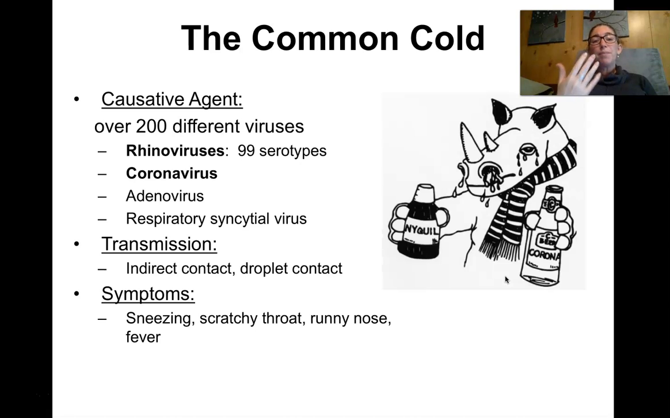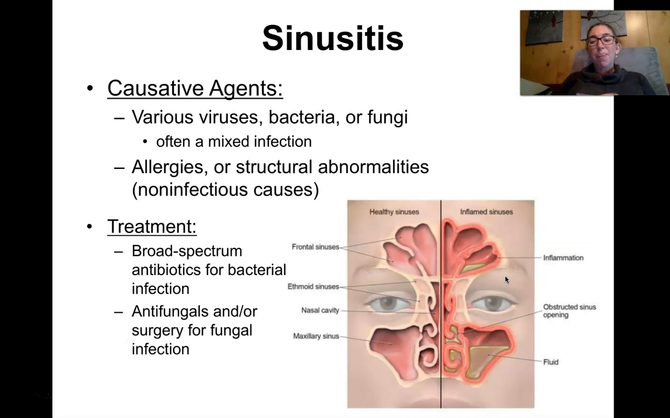Transmission can be direct through droplet contact, and it can be indirect through fomites, like you sneeze on a tissue and then drop the tissue on the floor, somebody else picks up the tissue, and they get your germs. We all know the symptoms: sneezing, coughing, runny nose, stuffy nose, scratchy throat, all those things, sometimes a fever, sometimes not, and those are classic symptoms.